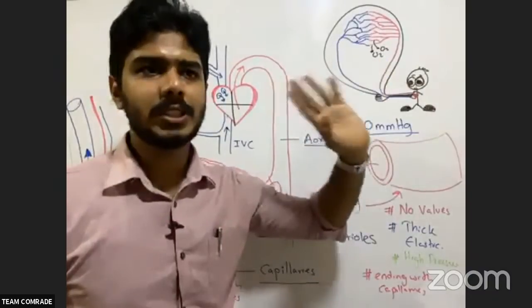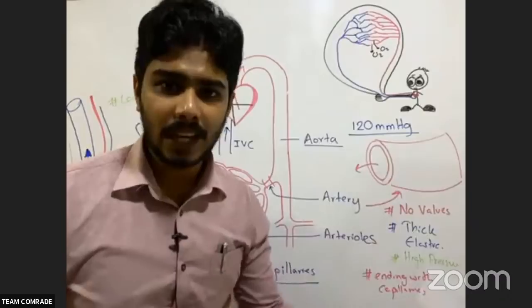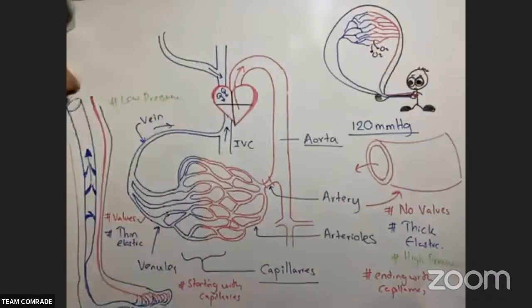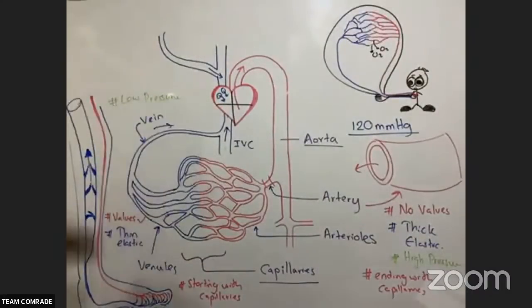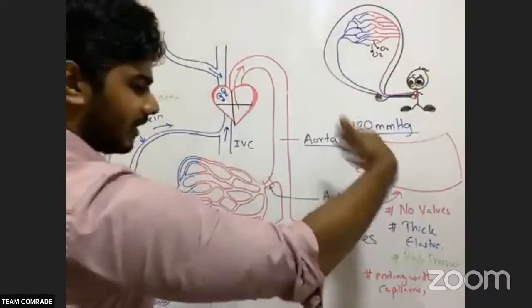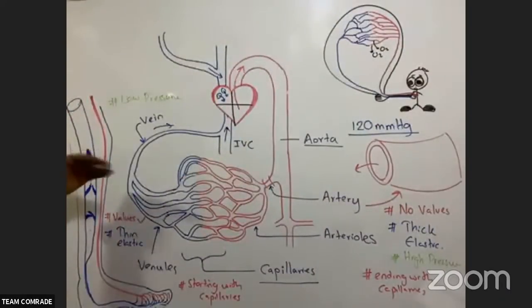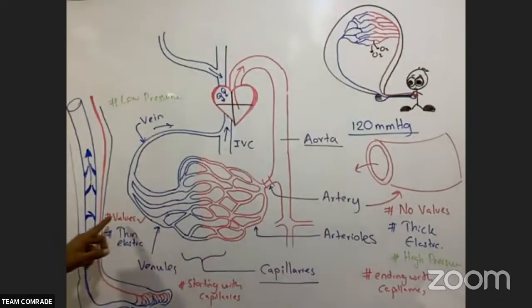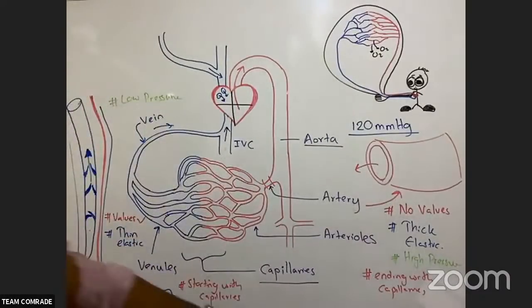When they release oxygen, that means the oxygen has been used, that means energy has been produced, right? So these are the features of arteries and these are the features of veins. Arteries have no valves. They are thick, elastic, high pressure, and end in capillaries. Veins are thin and elastic, having valves so that when the blood is going up, it doesn't come down, right?